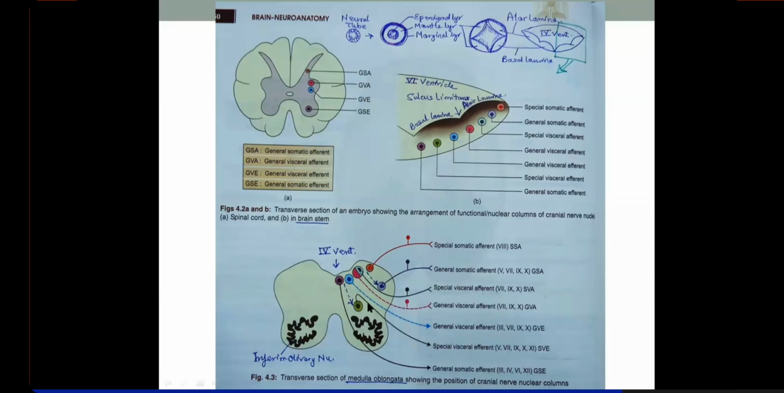And by the way, I forgot to tell you the name of this nucleus. Who can tell me the name of this nucleus which was dipping down and supplying the muscles derived from the branchial apparatus? This is the special visceral efferent nucleus, and this nucleus is called nucleus ambiguus, right? So this is nucleus ambiguus. We'll discuss it further in detail, maybe not today but next lecture.